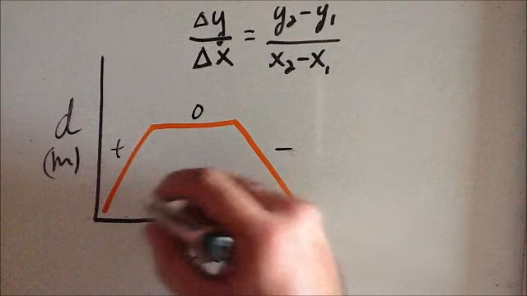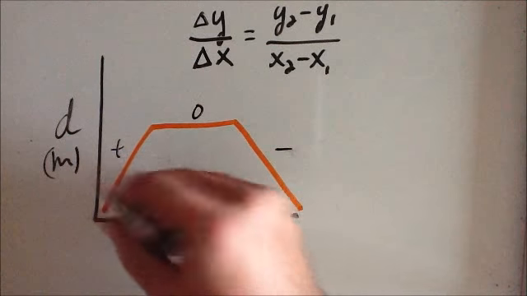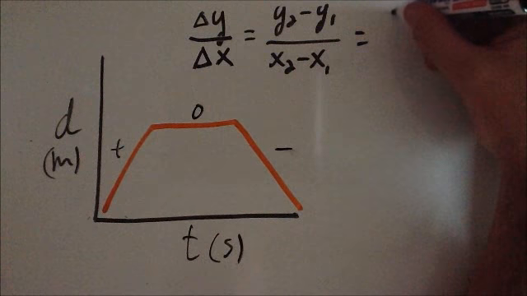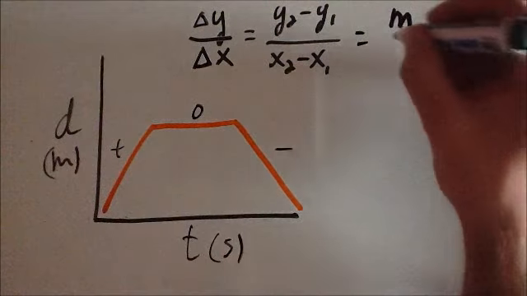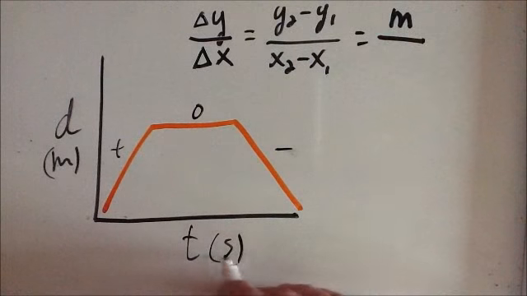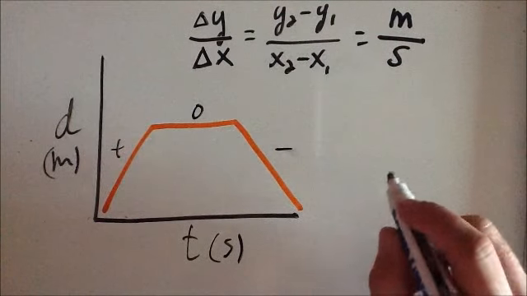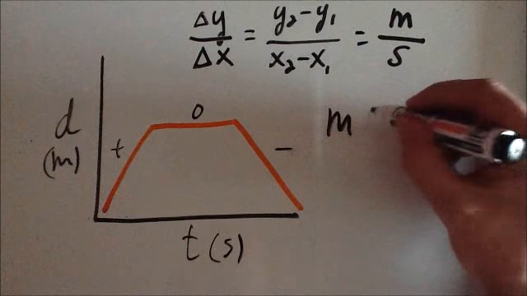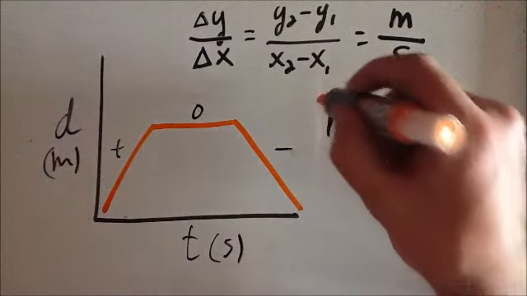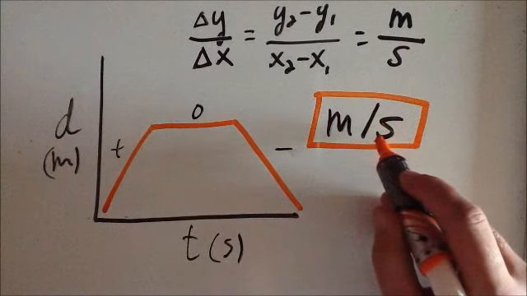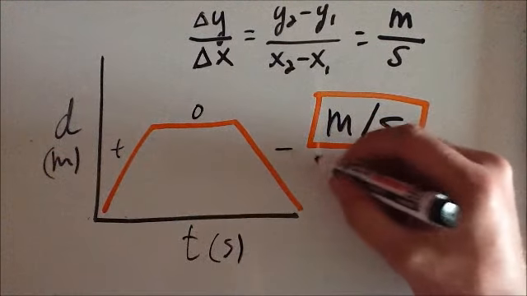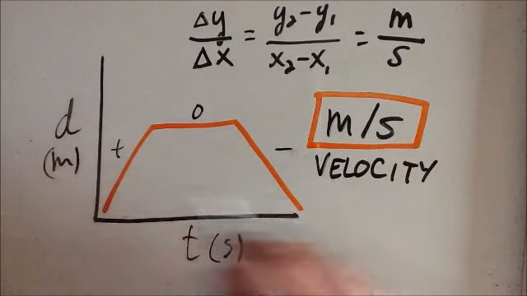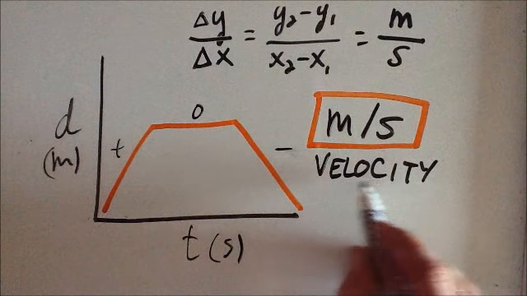Okay, so here we have change in d, so on the y-axis, distance has changed. This is represented by the units meters. The difference in x is measured in seconds. So we have meters divided by seconds. This is meters per second. Can you think of any quantity that is measured in meters per second? It is, in fact, velocity. So, the gradient of a distance time graph represents velocity.